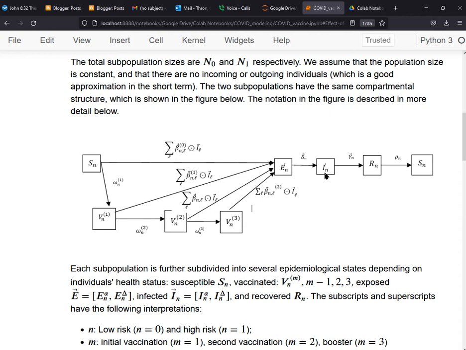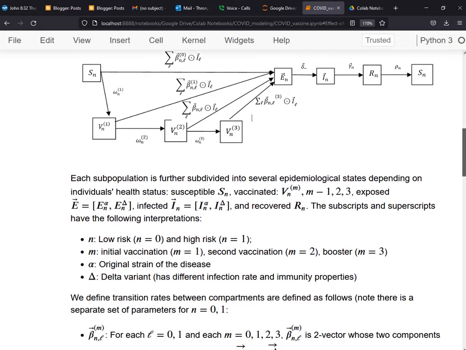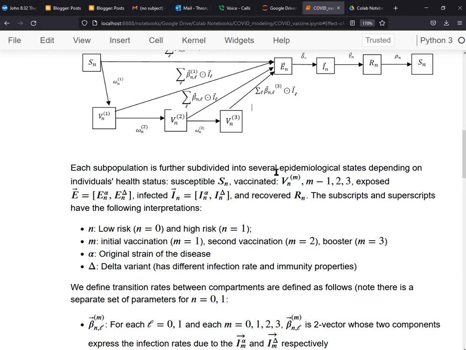We'll explain what that means in a moment. I mean, you know what a vector is? Basically, that there are two components to this compartment. All right, so each subpopulation is further subdivided into several epidemiological states depending on an individual's health status.